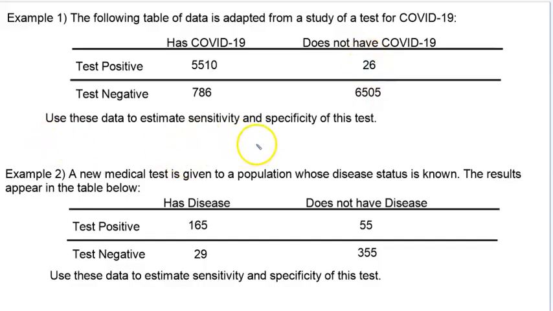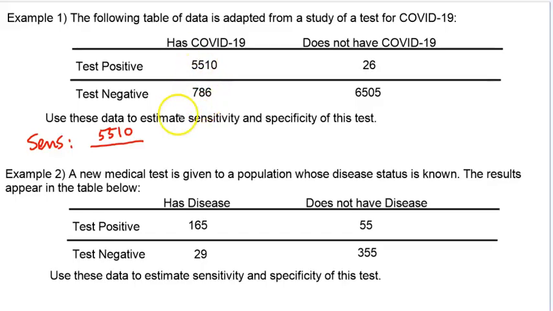Use these data to estimate sensitivity and specificity. All right, so to calculate sensitivity, I would take the people that actually tested positive divided by all the people who actually have the disease. If you notice, this column is labeled as people that have COVID-19. Now the test accurately detected most of those, but not all.